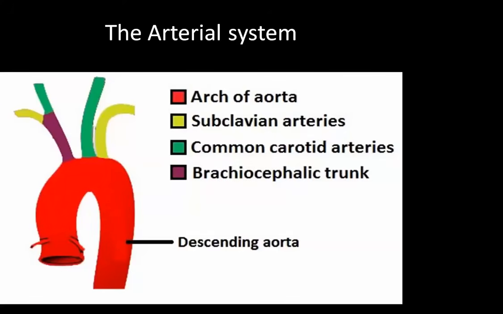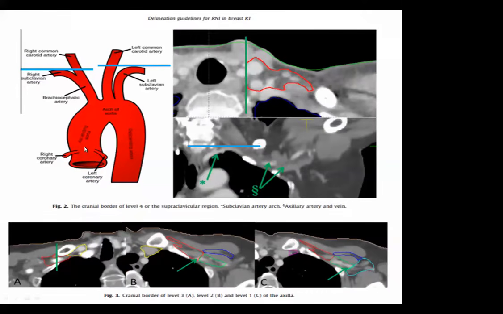Before going to direct contouring, we should understand the vasculature of the thorax. As you know, this is the arch of aorta. It has three branches: the right brachiocephalic, left carotid, and left subclavian. The right brachiocephalic gives rise to two branches: right common carotid and right subclavian. If you want to remember, you can remember BCS. Apart from that, you can see the right common carotid, right subclavian, and brachiocephalic. This is the brachiocephalic, and two coronary arteries arise from the root of the aorta.